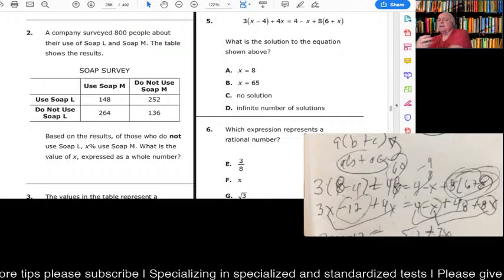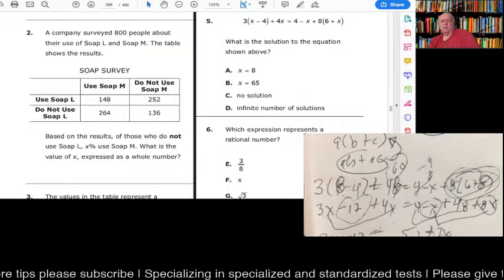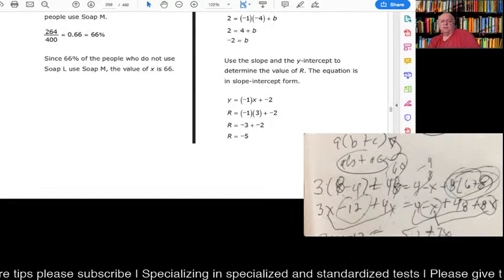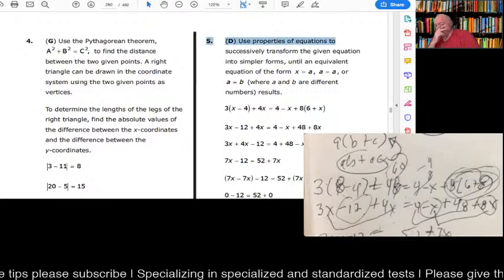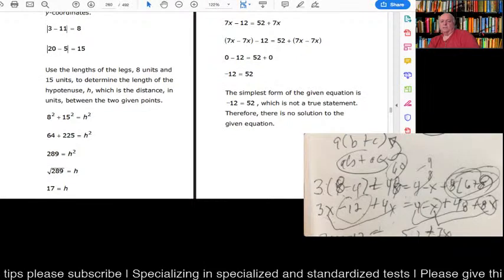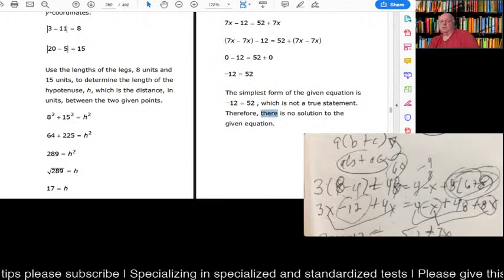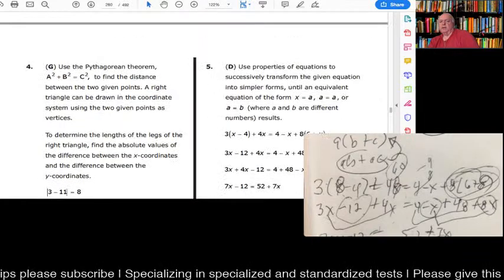So it turns out the answer is no solution. Now, if I recall properly, let me go to the answers for this. Yeah, it says here that the answer is D. So there's a mistake here. And if we go down here, there is no solution to the given equation. All right? So there's an error here.